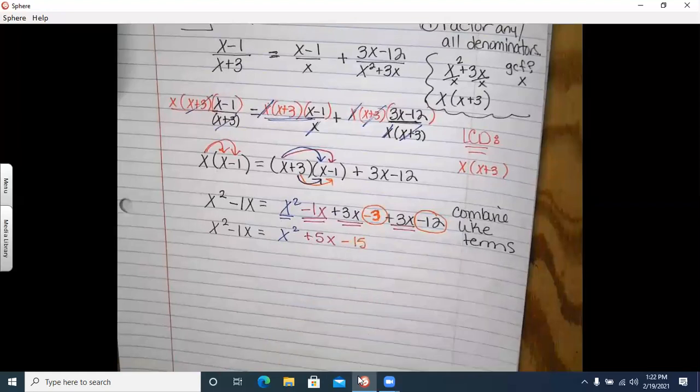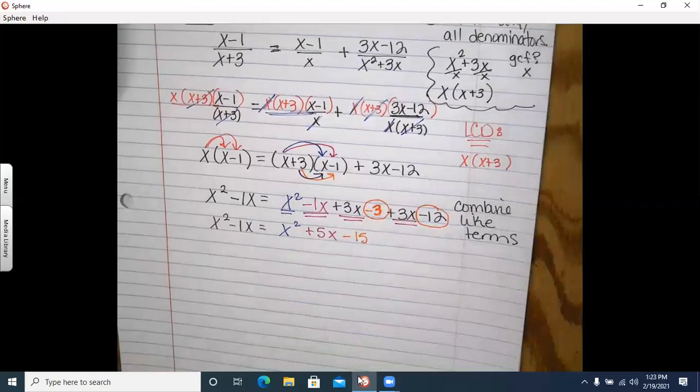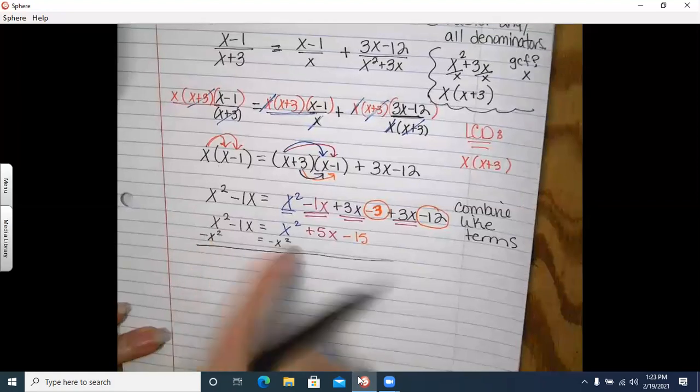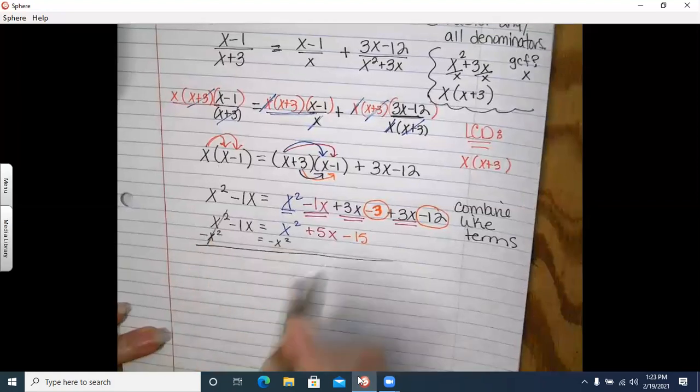All right, so do you notice I have an X squared on the left and X squared on the right? So if I move the one on the right to the left side, they're going to cancel each other out, right? Because if I subtract X squared to move this over to the right, that's going to cancel too. Sometimes that happens. That's cool.